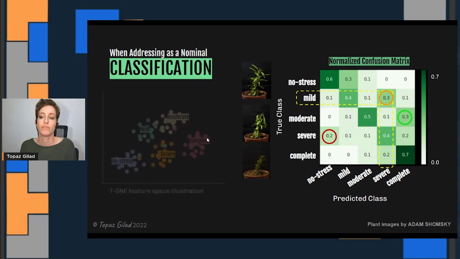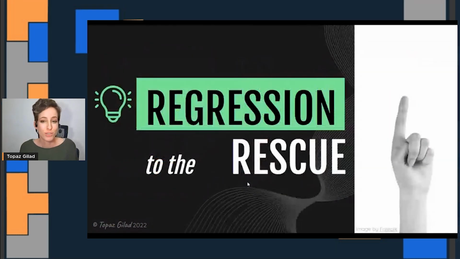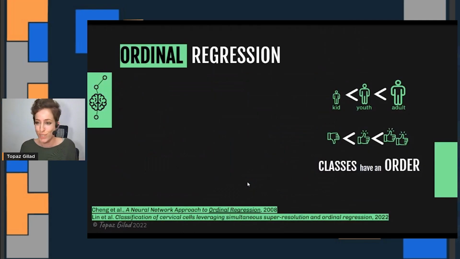And if we observe the feature space, that illustration right here, we can see that since we did not provide any constraint regarding the order, then especially in cases where we have lower amounts of data, we may end up with suboptimal cluster relations. For example, the no stress cluster right here came up to be closer to the severe than it is to the moderate. Well, fear not, regression comes to our rescue.